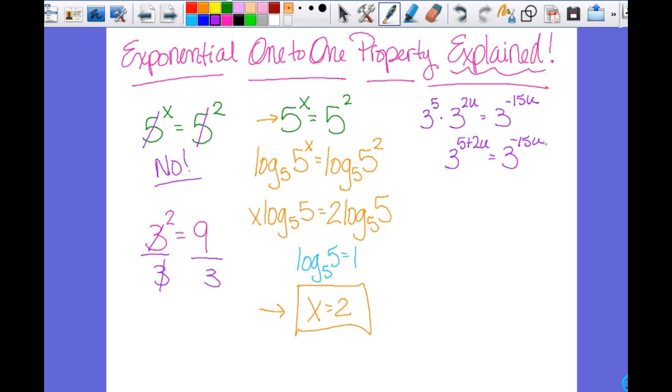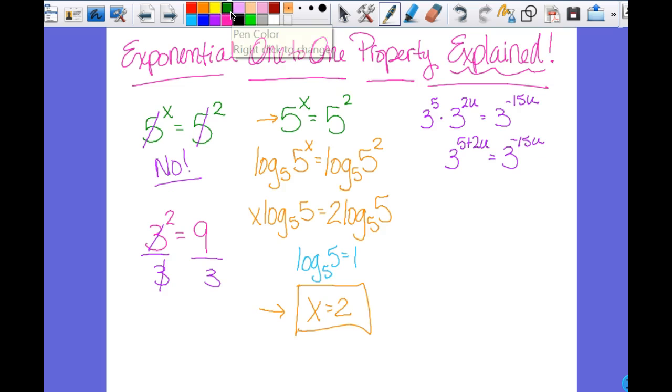So now we have the one-to-one property, and that means that 5 plus 2u has to equal negative 15u, not because the 3's cancel out. Make sure you understand that. Now, if I was going to go through the log process, which I'm not saying you have to, I just want you to see how this works.